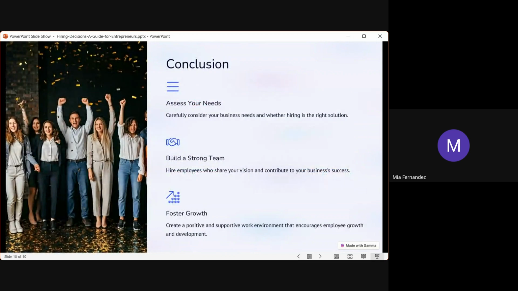Okay, meron pa pala. Conclusion. So you have to assess your needs, carefully consider business needs and whether hiring is the right solution, then build a strong team and foster growth.